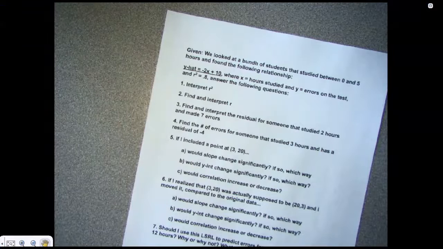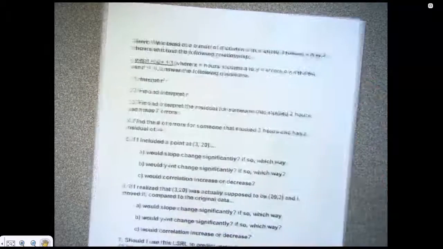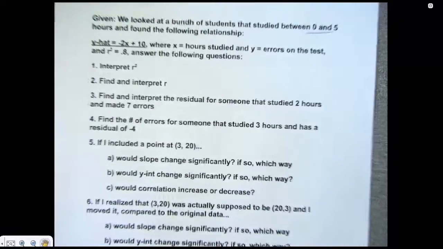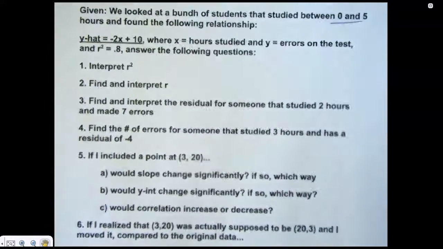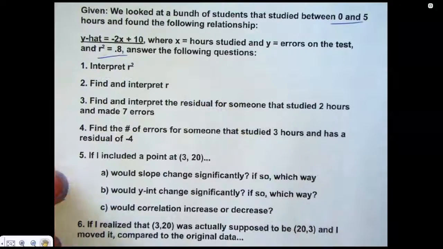So we looked at a bunch of students that studied between 0 and 5 hours, and that matters mostly for question 7, the 0 and 5. Found the following relationship, so y hat is negative 2x plus 10. So first of all is interpret r squared, and this is that one you just basically have to memorize.